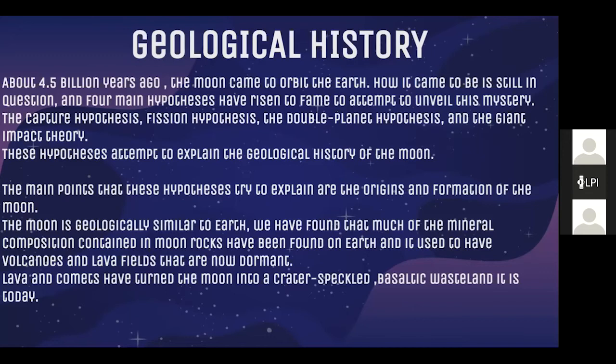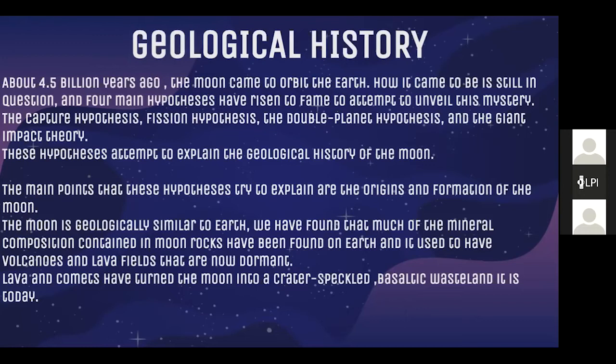We still don't really know how. There are about four main theories that are very popular, which are the capture hypothesis, the fission hypothesis, the double planet hypothesis, and the giant impact theory. We still haven't proven any of them.